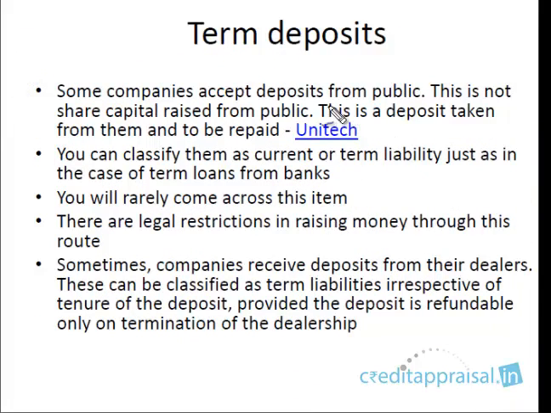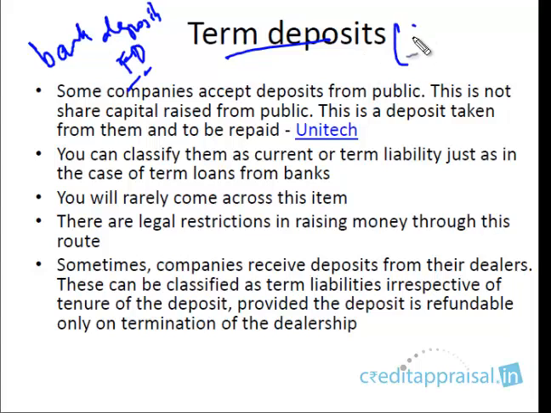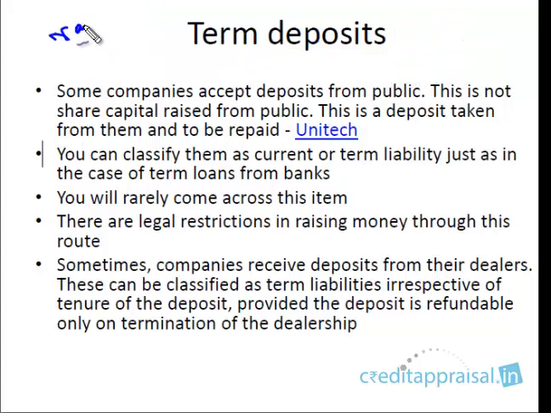Then you might come across a term called term deposits. Term deposits means, please don't confuse it with the bank deposits, right? Banks will be having some deposit schemes, fixed deposits and all. This is not fixed deposits. Term deposits, actually we are speaking of deposits from the public. So some companies raise money from the public.